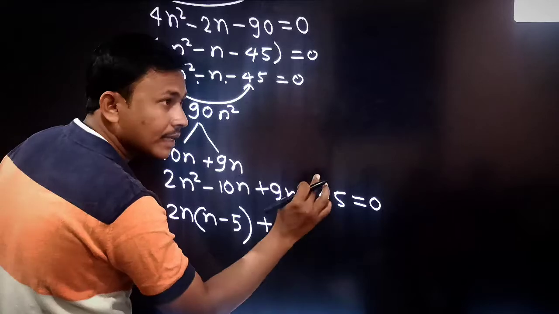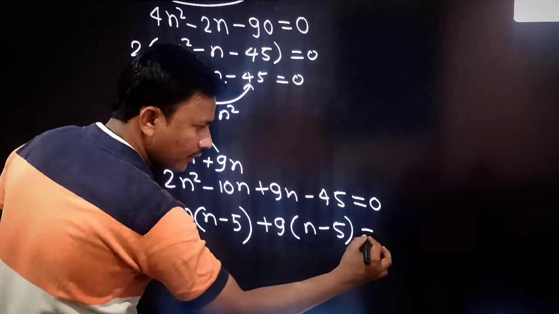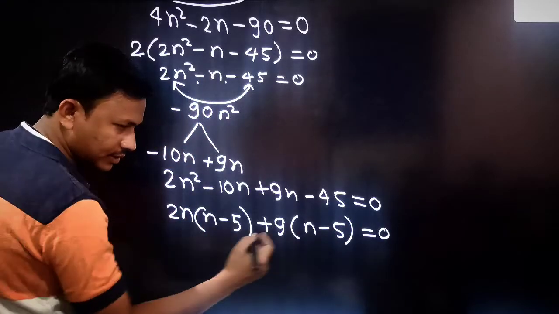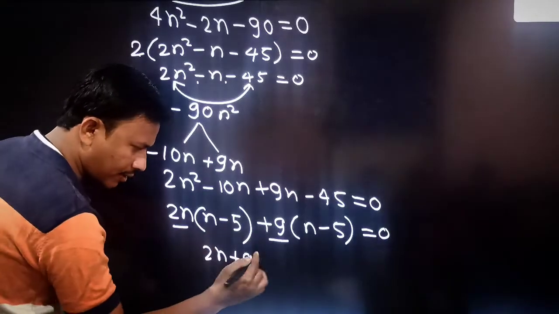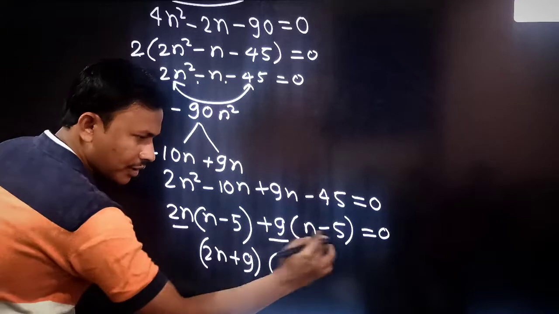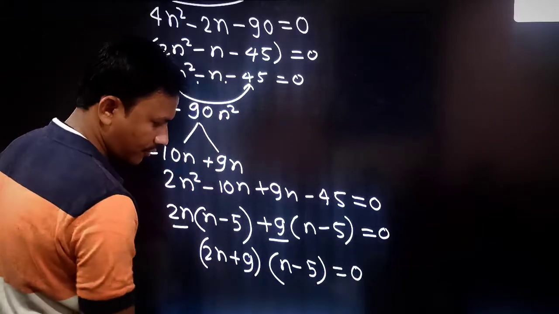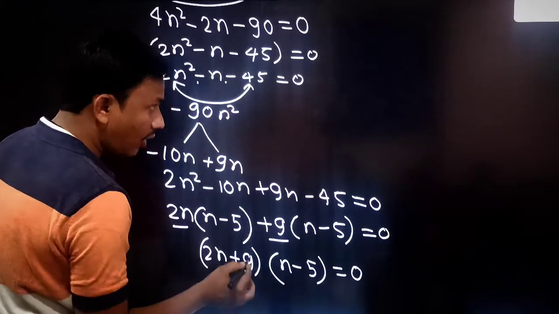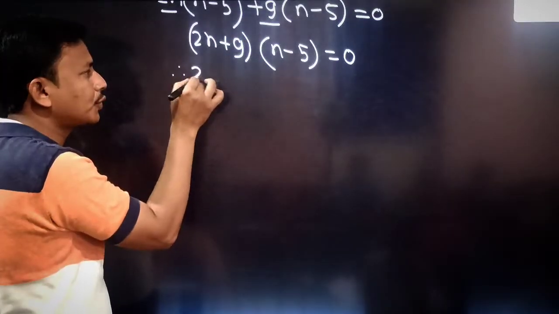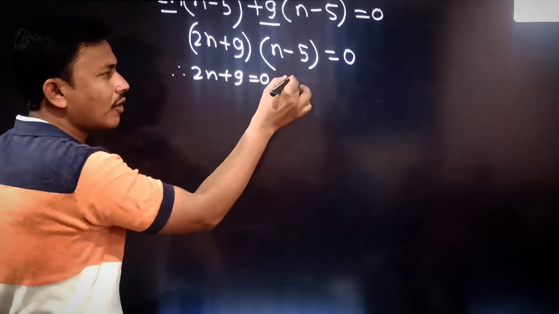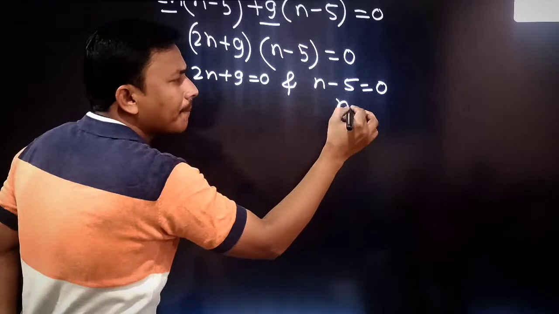This is also divisible by 9. 9 common. With 9 common, n minus 5, 9 5s are 45. This is equal to 0. What is here comes here. Then 2n plus 9 in one bracket, and another bracket n minus 5, is equal to 0. We got the n values. Therefore 2n plus 9 is equal to 0 and n minus 5 is equal to 0. Minus 5 will become plus 5, n is equal to 5.